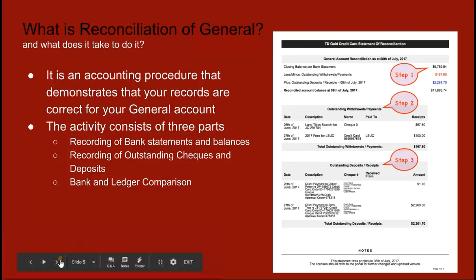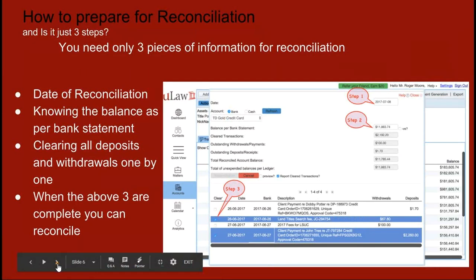Now, if you look at the reconciliation of general, we think it's one step less. Okay? So you basically will provide the closing balance of your bank statement, very similar to that of the trust. Okay? You've got step two, which is a listing of all the outstanding withdrawals and payments. Okay, so that's both the same thing. It's outstanding checks and outstanding deposits. And a comparison between what the bank ledger is and your bookkeeping ledger. Okay?